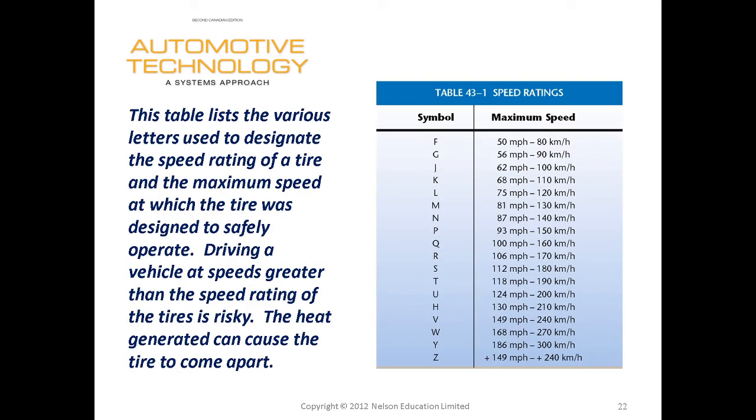Speed ratings. So you don't have to memorize this chart. What you need to know is lower in the alphabet is for slow speeds, higher in the alphabet for high speeds. One thing that's kind of interesting here is a Y-rated tire actually has a higher speed rating than a Z rating. My guess is they made this chart a long time ago and thought Z was going to be the highest. Then they made a tire that was even better, so they replaced it with a Y. But anyways.